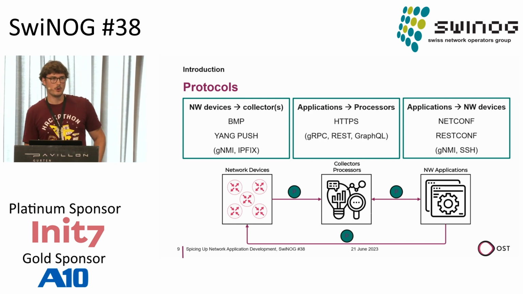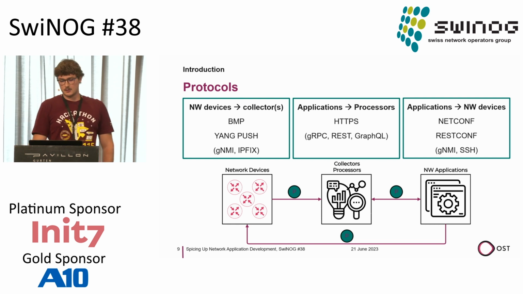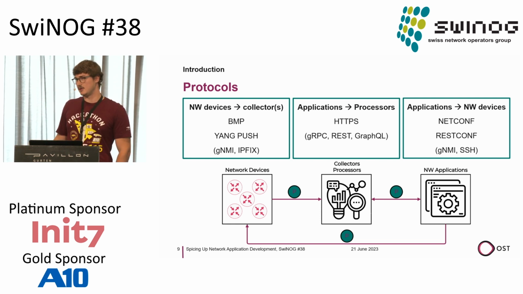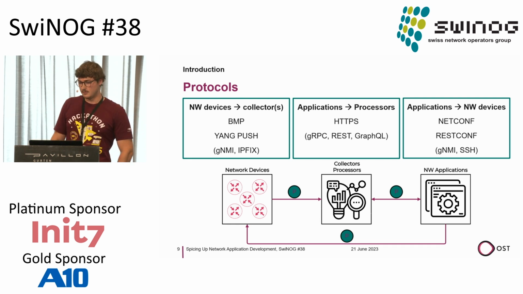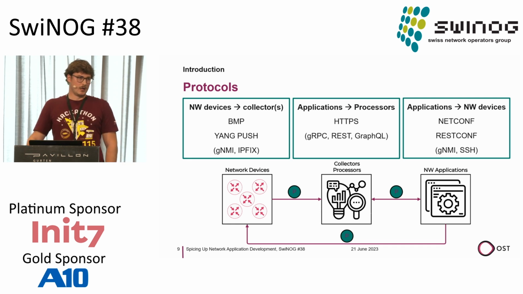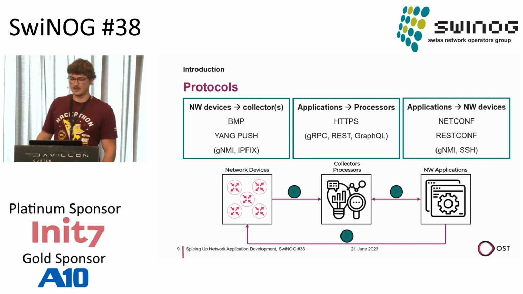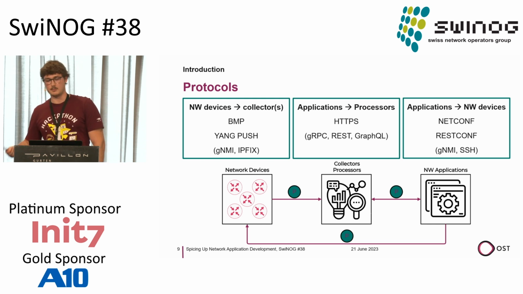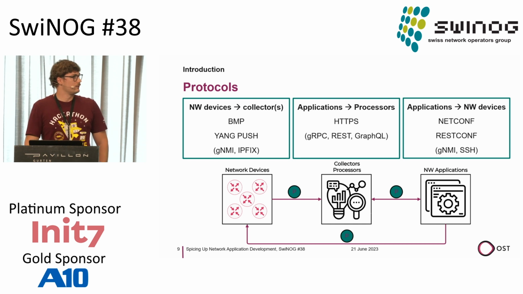When we talk about protocols, we have different protocols for different data communication. For example, between the network devices and the collectors, we often hear nowadays the term BMP, the BGP Monitoring Protocol. At the IETF, we're using the term YANG Push for pushing data from the network devices to collectors. Maybe you know it from another term, for example, streaming telemetry, model-driven telemetry, whatever. And we have some other protocols, for example, gNMI or IPFIX.